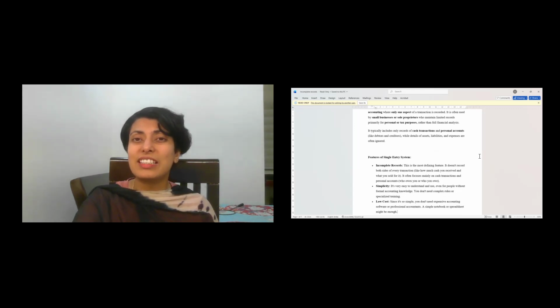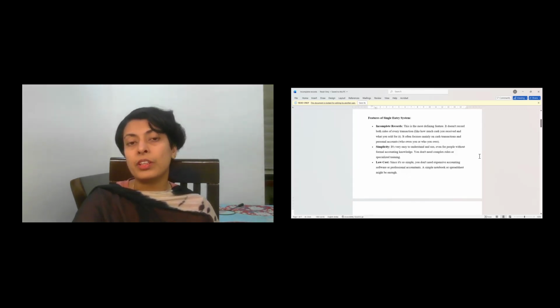Another feature is that it is simple to use, because the person who is recording the transaction does not require any formal education or any complicated knowledge to record it. It's just written on a piece of paper. That's all. Specialized training is not required, and hence it is much simpler than the double entry system of accounting.